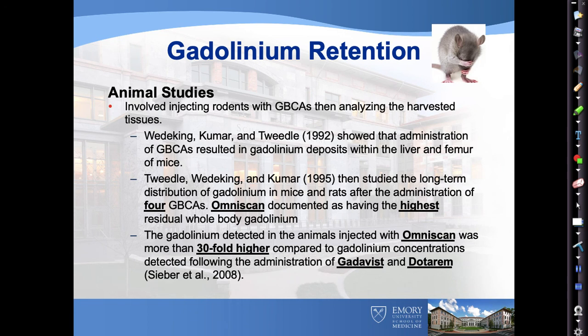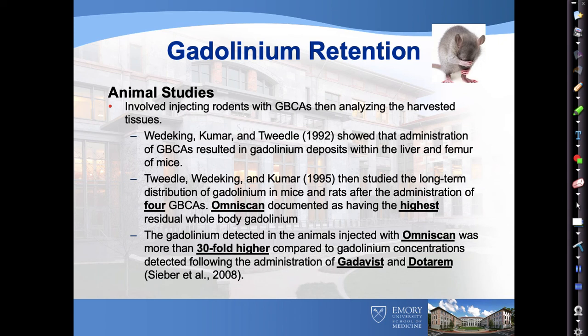Let's talk about our second long-term adverse effect of gadolinium, which is gadolinium retention in tissues. Animal studies have been performed using gadolinium-based contrast agents dating back all the way to 1992. These animal studies involved injecting rodents with gadolinium-based contrast agents and then analyzing the harvested tissues. Wiedeking, Kumar, and Tweedle in 1992 showed that administration of gadolinium-based contrast agents resulted in gadolinium deposits within the liver and femur of mice.